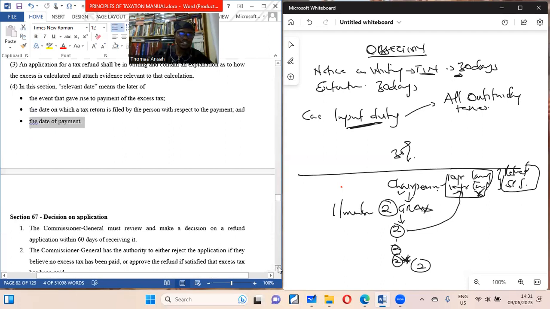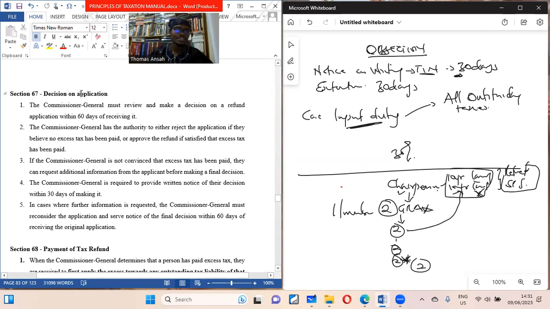So that is that. Now, once you apply, then the Commissioner General is bound to make a decision on your refund. Okay, so the Commissioner General must review and make a decision within what, 60 days. 60 days. Now, the Commissioner General has the authority to either reject the application if he believes that there is no excess, or approve if he believes that there is an excess. All right, but the key thing is that if the Commissioner General is not convinced that the excess has been paid, then he can request additional information before he is able to make the final decision. Now, the Commissioner General is required to provide a written notice of their decision within what, 30 days of making it. All right, so 30 days.